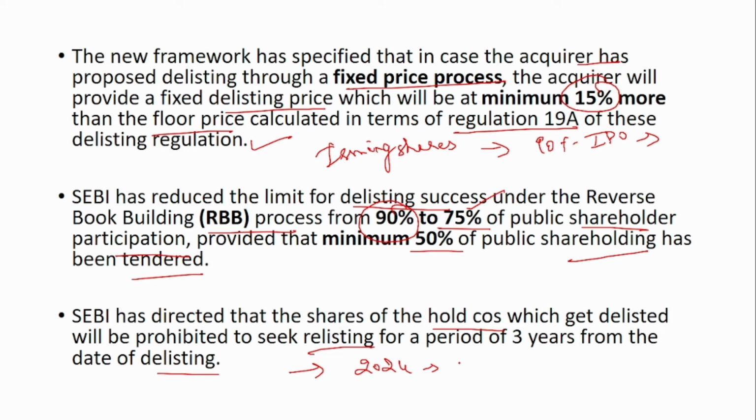Only after 3 years, that is after 2027, that is from 2028 only, it can start the listing process if it wants. So remember that it will take minimum 3 years. Only after that it can seek the relisting process. Before that it is not allowed to relist itself on any stock exchange. So this is the new mandate or new feature that has been brought up by the SEBI.